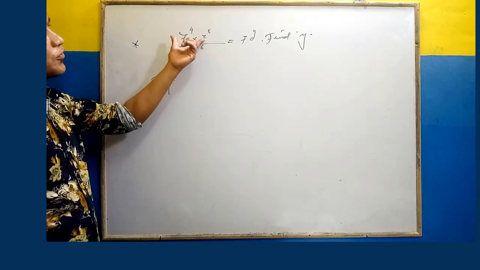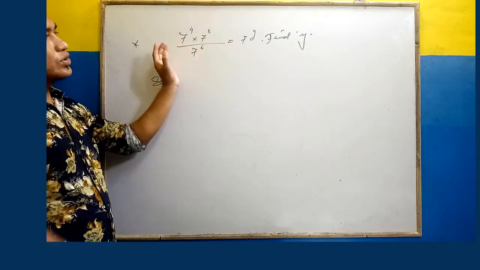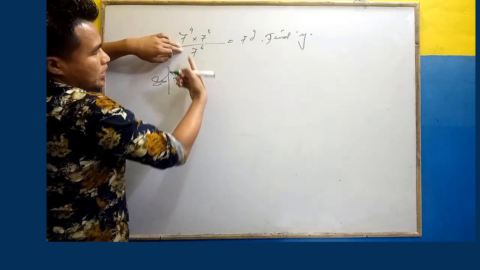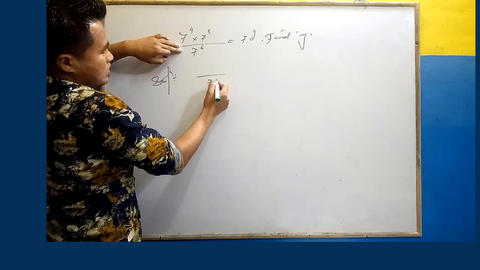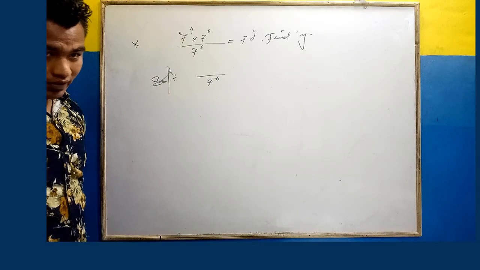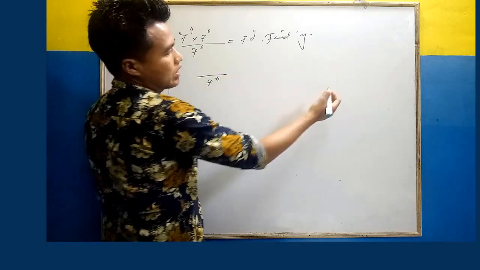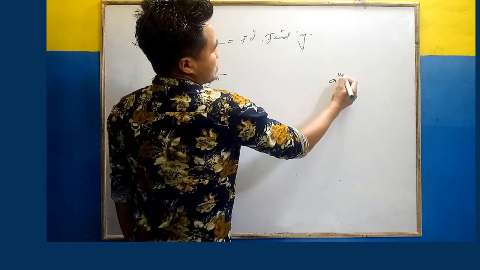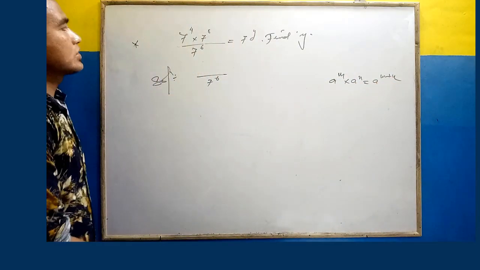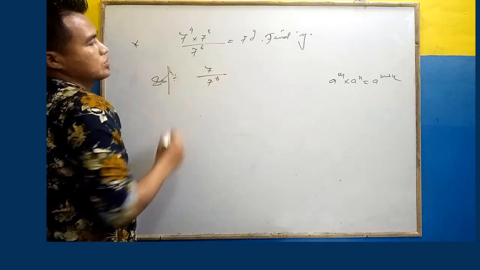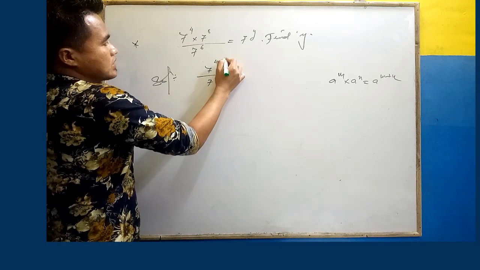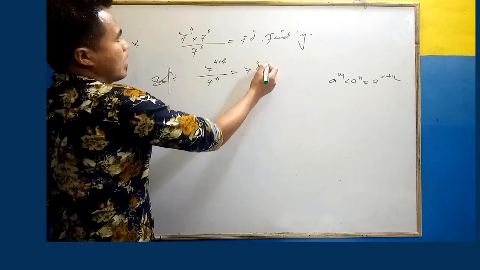If we look at the left hand side of this equation, in the numerator both the bases are same, 7, and the powers are different. So you know already what law has to be applied here. A to the power m into a to the power n equal to a to the power m plus n, isn't it? So this can be written as 7 to the power m plus n, m is 4 and n is 8, which is equal to 7 to the power y.